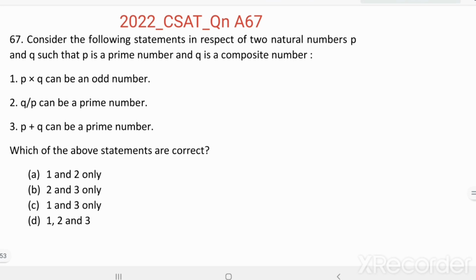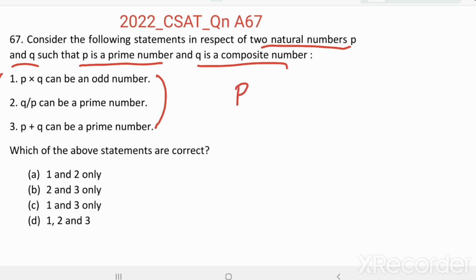Question number 67. Consider the following statements in respect of two natural numbers p and q such that p is a prime number and q is a composite number. Statement 1. P into q can be an odd number. Statement 2. Q by p can be a prime number. Statement 3. P plus q can be a prime number. Then, which of the above statements are correct? Here, there are two natural numbers p and q, where p is a prime number and q is a composite number.